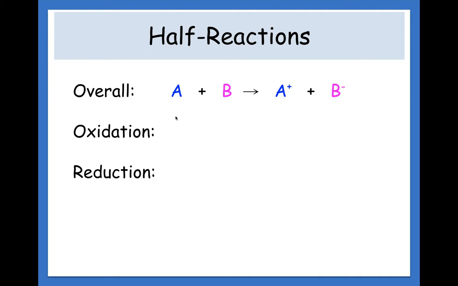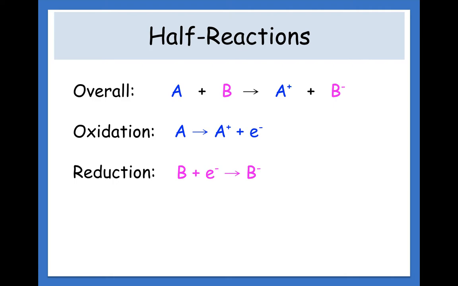Now, since A had its charge going up and B had its charge reduced, that means B is the reduction and A is the oxidation. So we split those up right here. Now, you'll notice that for oxidation ones, the electron is on the right side. That's because oxidation is the loss of electrons.